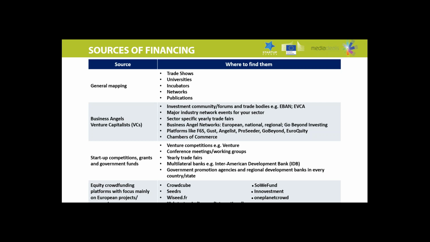And usually you find business angels and VCs in the communities they have been forming, investment communities like, for example, the European Business Angel Network or the European Venture Capital Association. These are typical bodies that are very communicative, that you can find online, and you can also understand who their members are. This is a very good starting point for this type of investor. And they also have several industry network events per year. You have several network events for your sector in which you might meet some of them.